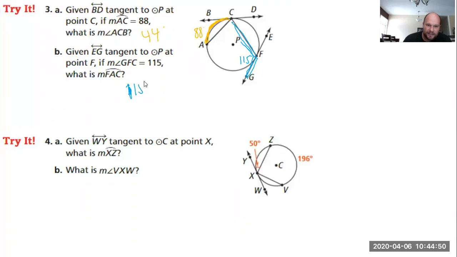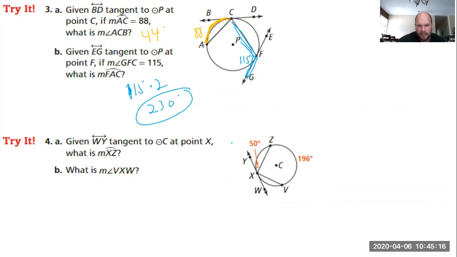115 times 2 is going to give us 230. And that'll give us the measure of the arc. Again, if you're given the arc and you're finding the angle, you do half. If you're given the angle and you're finding the arc, you do double. All right, number 4.